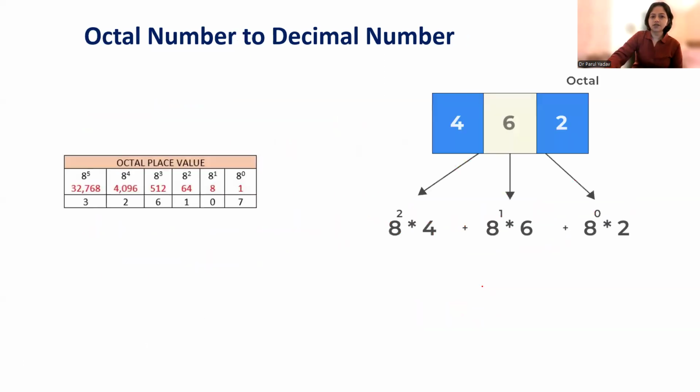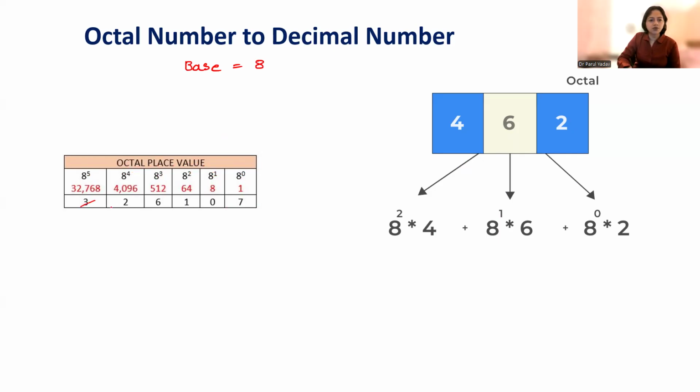Now, next conversion: this time we will convert an octal number into a decimal number, right? So again, for an octal number, we need to write the base. In an octal number, the base is equal to 8. We need to write the octal place value. So place value is like 8 to the power 0, 8 to the power 1, 8 to the power 2, 8 to the power 3, 8 to the power 4, 8 to the power 5, and so on. And for our convenience, I have just written its calculated value.